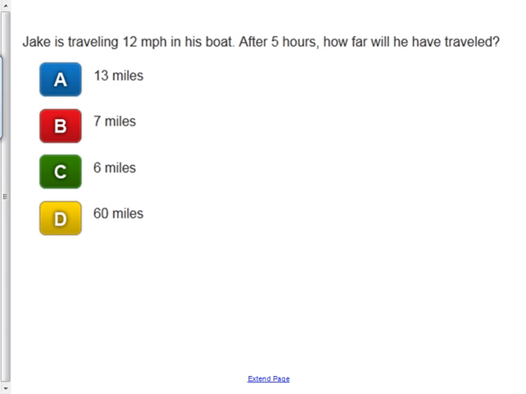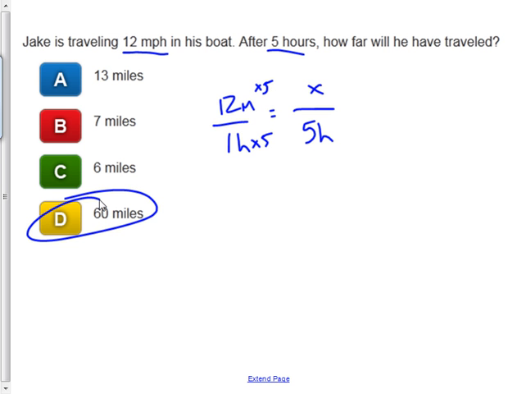So Jake is traveling 12 miles per hour in his boat. After 5 hours, how far will he have traveled? Well, we can say 12 miles per hour is 12 miles per 1 hour. Again, we're putting the miles on top and the hours on the bottom. So if you set up a proportion doing this, we would put 5 hours on the bottom and put an X on the top. Now, if you notice here, to get from 1 to 5, we multiply by 5. So if we just multiply 12 times 5, we're going to get 60. So our correct answer here would be D, or 60 miles.